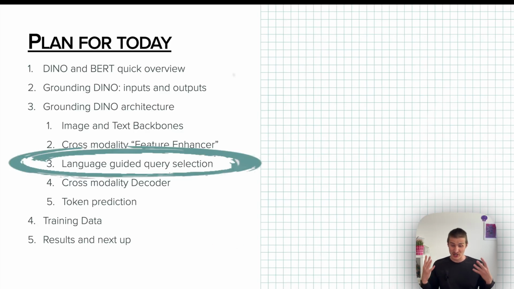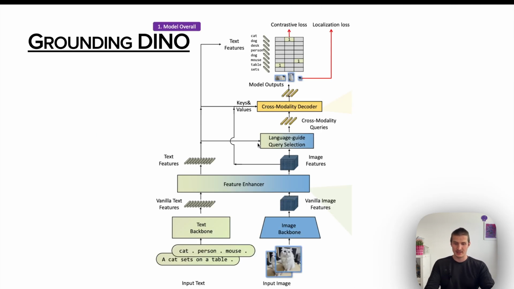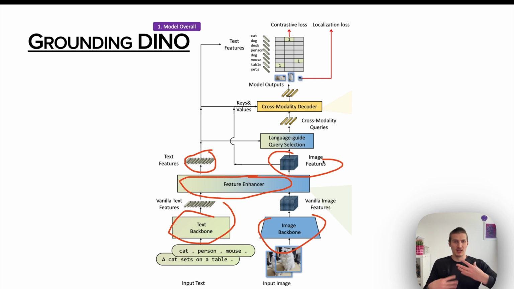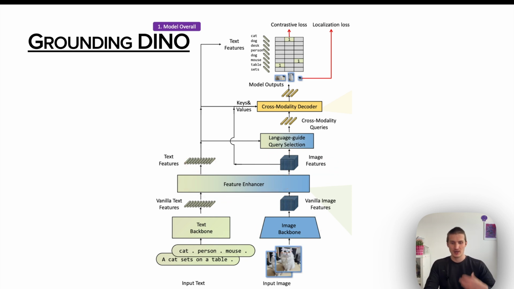Now let's talk about language-guided query selection, the second cross-modality part of the model. So again, here is the diagram. We had text and image coming from the bottom. We had this cross-modality feature enhancer that basically creates the representation of the same shape as the input, but now with a lot of information exchange between text and image, creating a more refined representation of both text and image. And then we have this query selection.